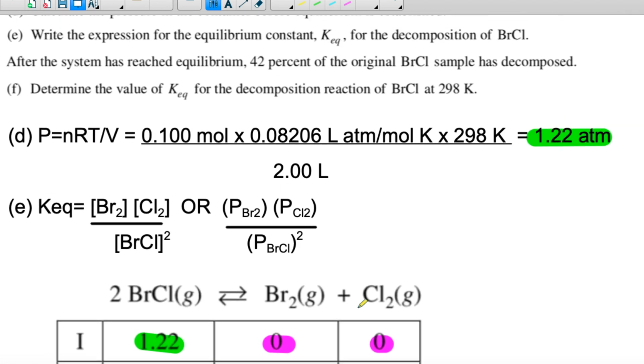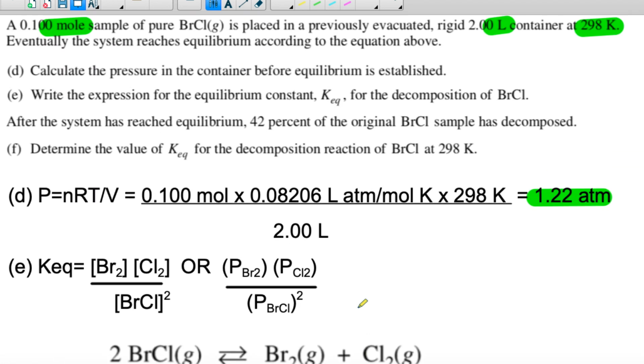So, 3 parts to the question, can you get most or all of the points? Part D, easy, just kind of stoichiometry. Can you do part E, writing an expression? Everybody ought to be able to do that. Part F, when in doubt, ice it out. Build yourself an ICE table, see what there is to see, and see where you can go from there.